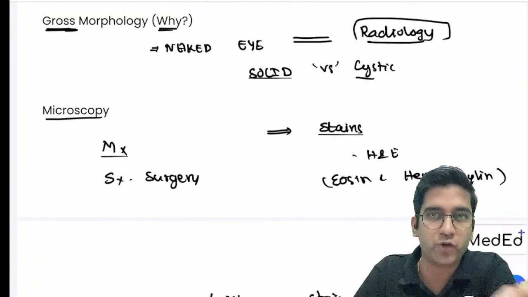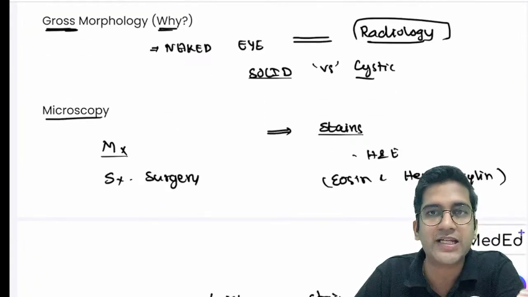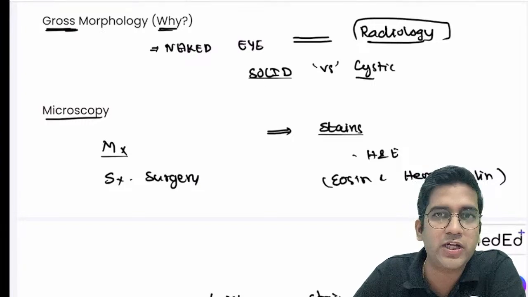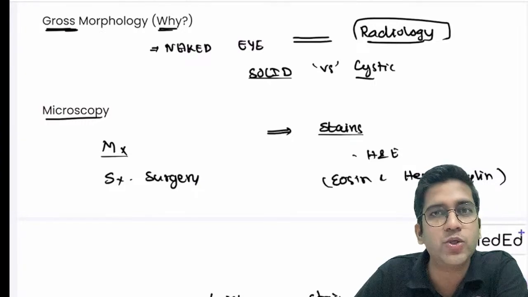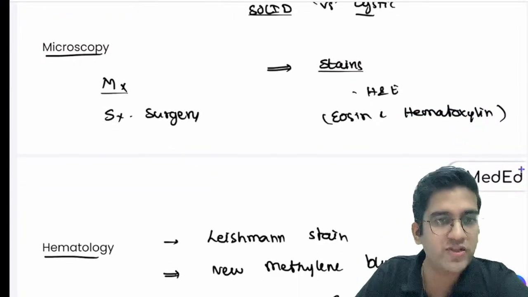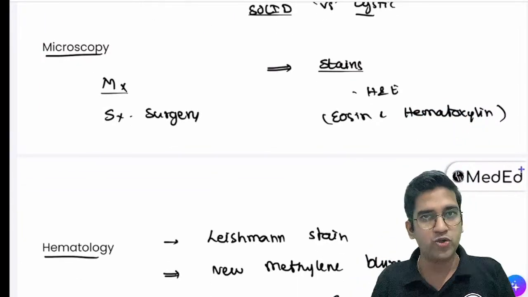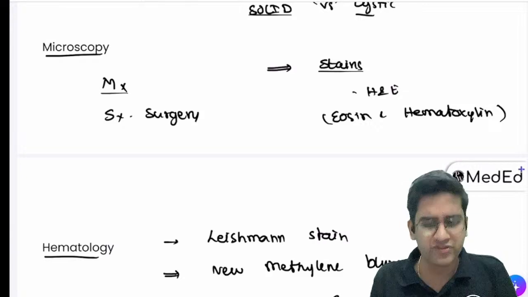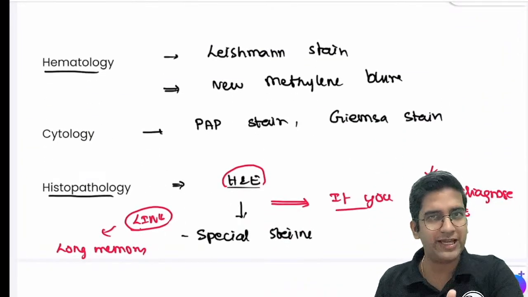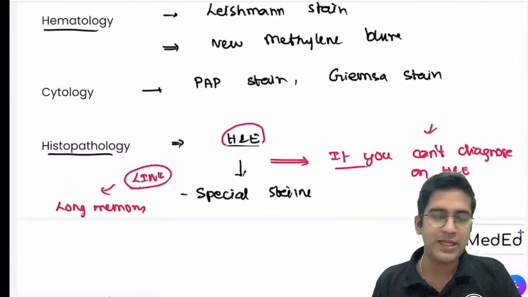So then morphology. The gross morphology is something which you can see with the naked eye. The only reason for remembering them is it is easily correlated to radiological investigation, so I can use it for diagnosis ultimately. Fine. Then microscopy. Any change what we see in your microscope, I'm going to use it in microscopy. General stains used will differ based on the investigation. I have Leishman stain for hematology, new methylene blue for cytology, PAP and Giemsa, histopathology.